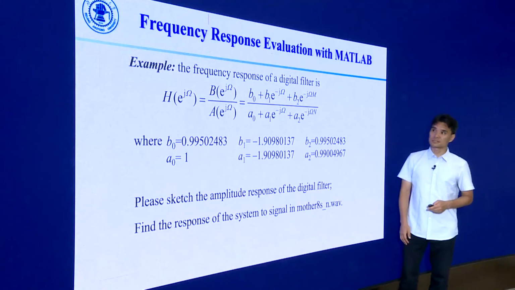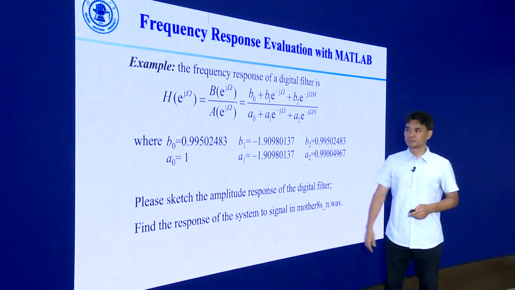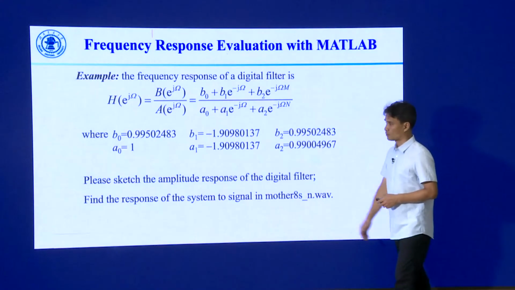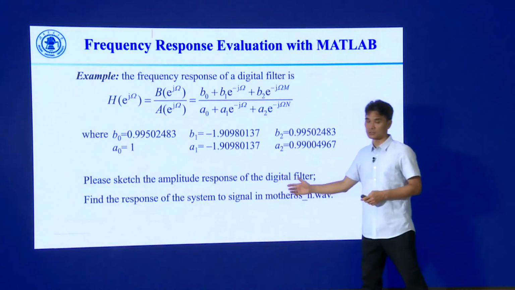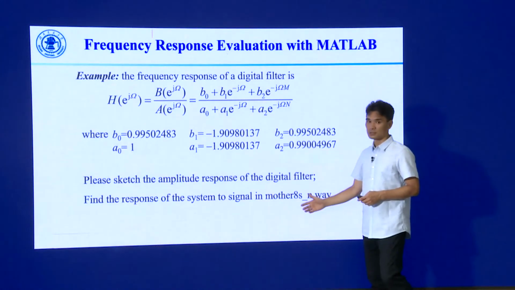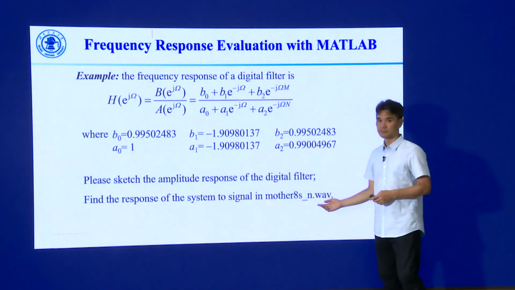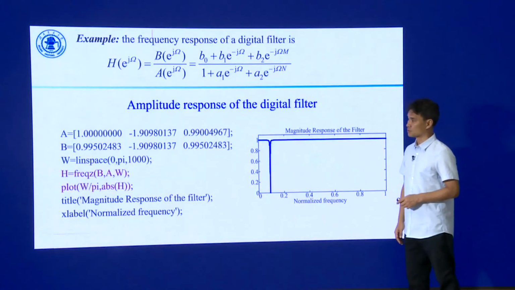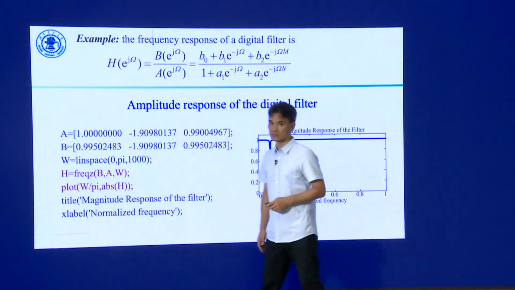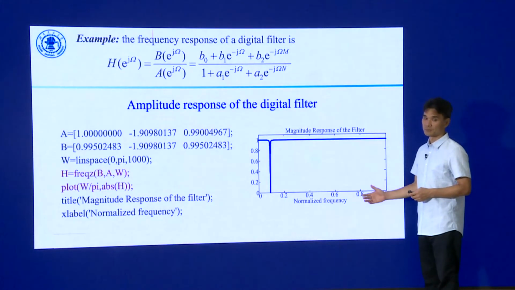And here's one example. We have a discrete time LTI system, and here are the coefficients. Two questions. One is, please sketch the amplitude response of the system. Second is, what is the system's response to the signal in this file? Again, the first one is quite straightforward. We can use this function to get the system's frequency response. And here is the amplitude response.